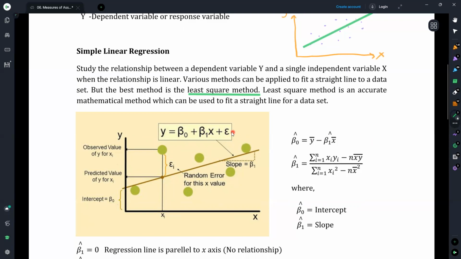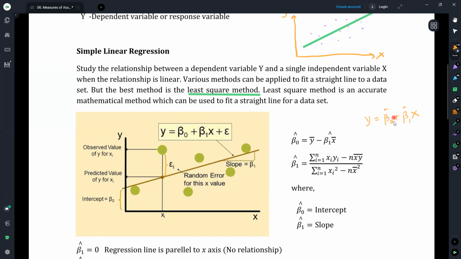Therefore, once we have fitted the line, we may get the values as y equals beta naught hat plus beta 1 hat times x. Here we are not going to entertain any error terms, because we are minimizing them. Then the final model would be in the form of y equals beta naught hat plus beta 1 hat x.